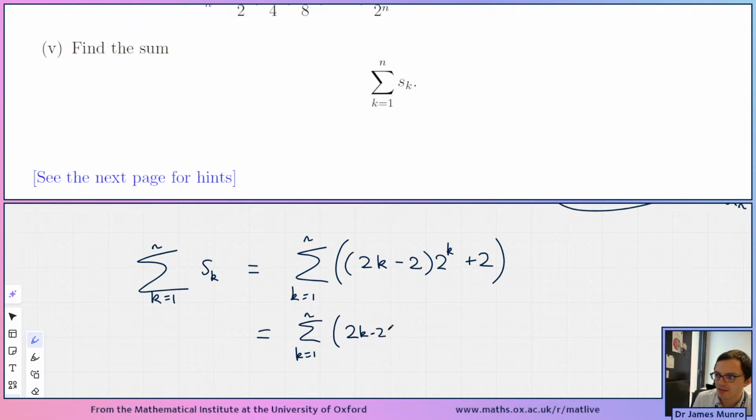So I think this term feels kind of separate from this term. This is the one I was just asked about, so this is just 2n, because there are n terms in this sum and they're all 2. This one is a bit harder. We need to split it again, don't we?